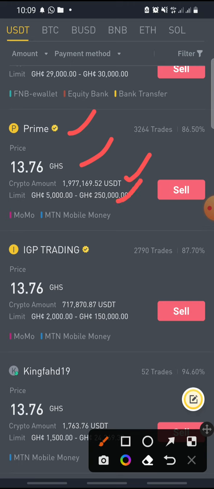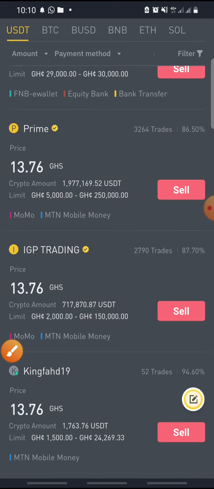Then he accepts Momo, any Momo. Apart from that, you can also use MTN Momo for him. Now, the total trades he has made so far is so huge. You have 3,264 trades, and his proficiency, in other words, his performance so far is 86.50%. Beautiful. Now, I will not move down because it's the same information I'm going to give you down.